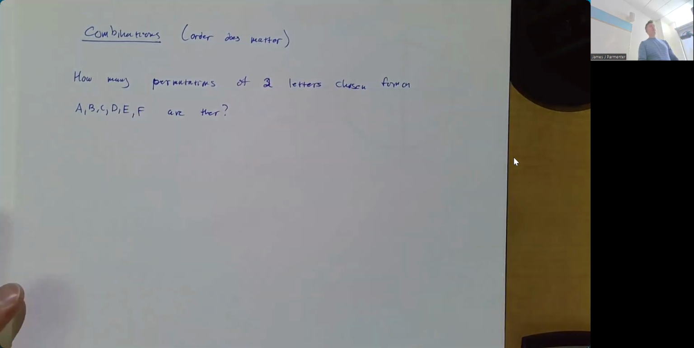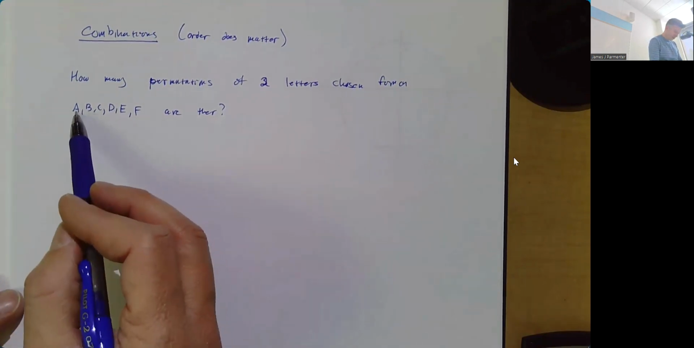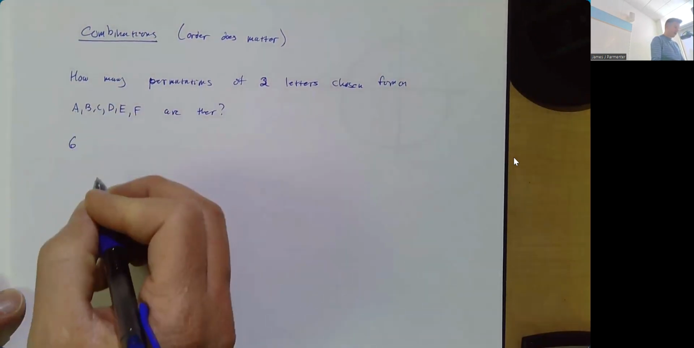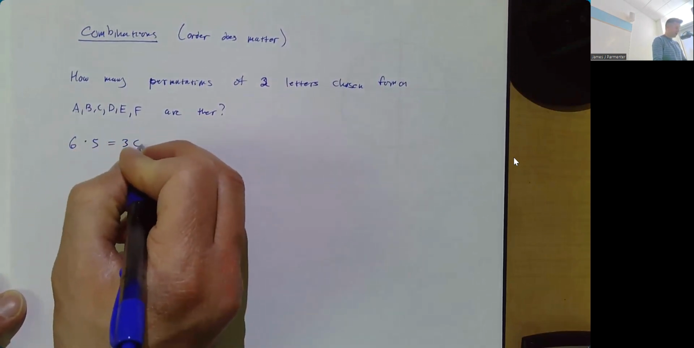Well, how many ways can I permute any 2 letters? Well, let's just ask ourselves the easy questions. If I care about order, how many choices are there for the first letter? I mean, how many letters do I have here? 1, 2, 3, 4, 5, 6. There are 6, and then for the second letter, 5, which is 30.